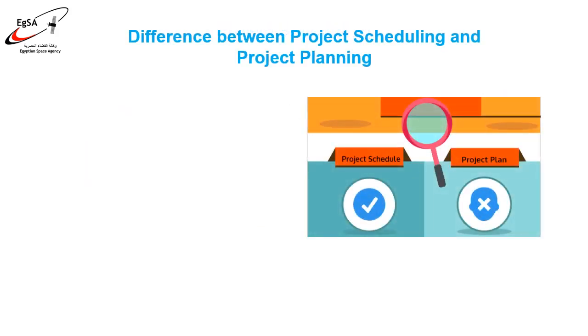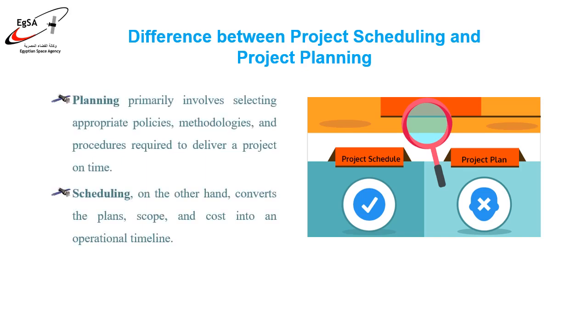Difference between project scheduling and project planning. Quite often, these two terms are used interchangeably, but they have different roles in the successful completion of a project. On a higher level, a project plan is the master blueprint, while a project schedule details specific tasks. Planning primarily involves selecting appropriate policies, methodologies, and procedures required to deliver a project on time. Scheduling, on the other hand, converts the plans, scope, and cost into an operational timeline.